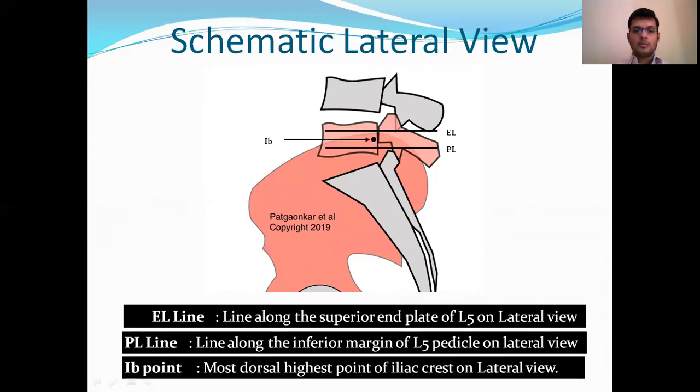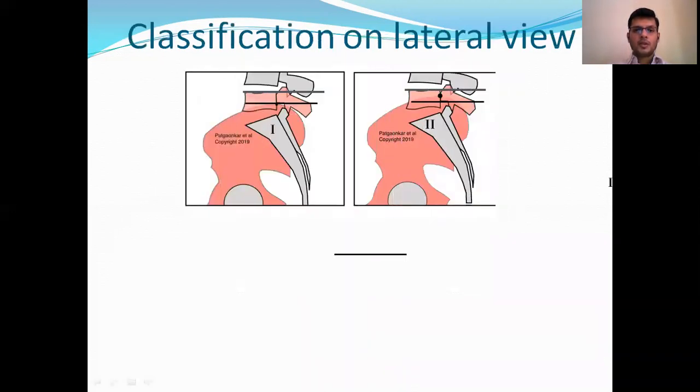This is a schematic lateral view showing various radiographic parameters which were used in the classification system. Point IAP is the most dorsal highest point of iliac crest on lateral view. EL line is the line along the superior end plate of L5, and the line PL is the line along the inferior margin of L5 pedicle.